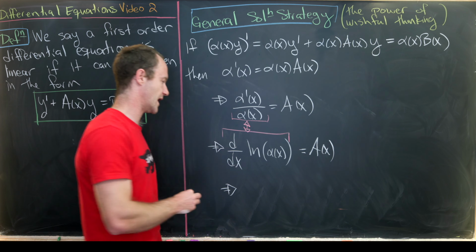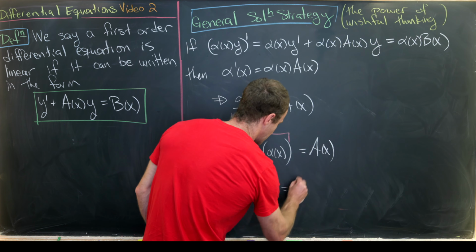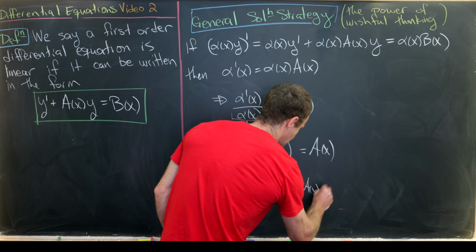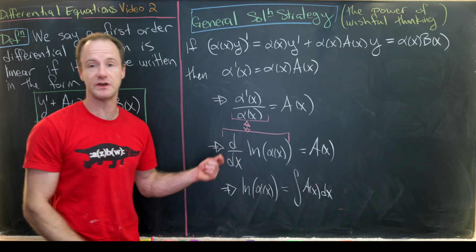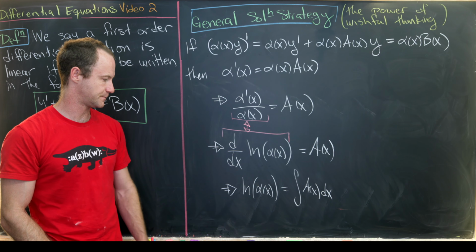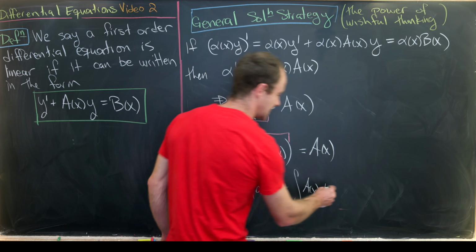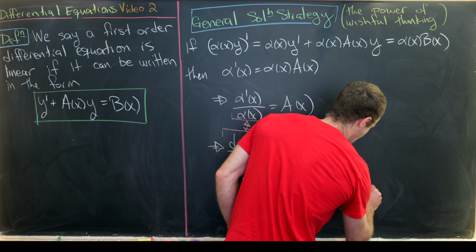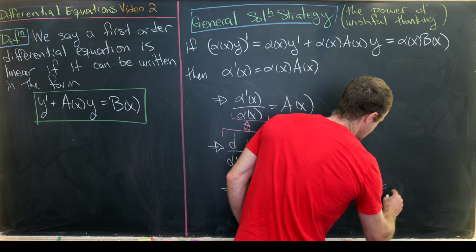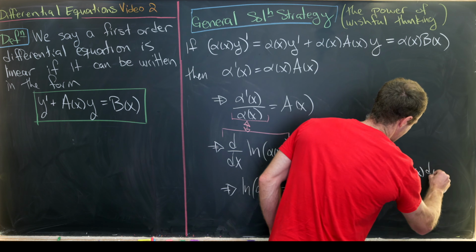We'll just use a quick way. So we've got the natural log of alpha of x equals the antiderivative of a of x. Again, I don't need to add a constant in here because that'll all shake out later. But now we want to solve for alpha, and we can do that by exponentiating both sides. And we have alpha of x equals e to the antiderivative of a of x dx.